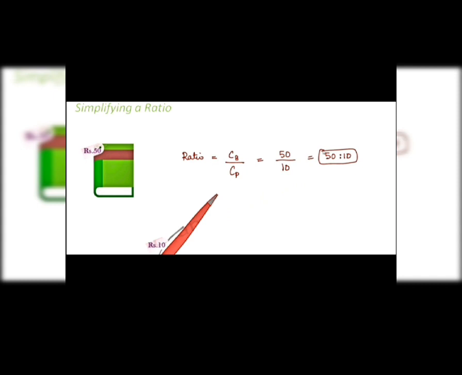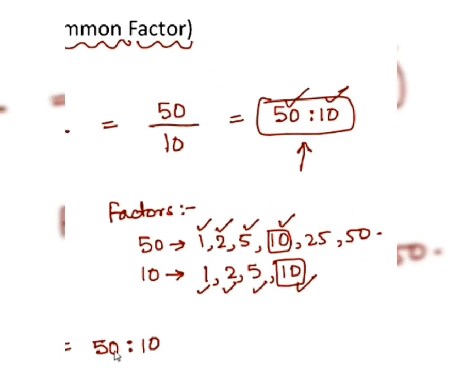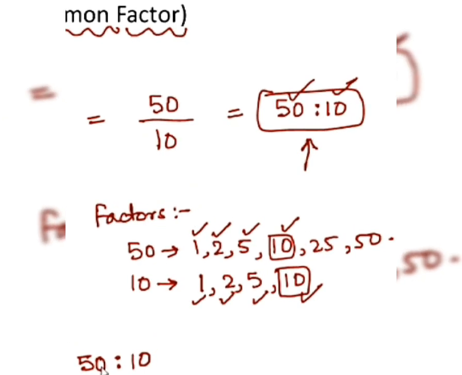For example, let's write down the factors of 50. They are 1, 2, 5, 10, 25, 50. And the factors of 10 are 1, 2, 5, and 10. Now when you compare these factors, one is always a common factor. Other than one, there are more common factors: 10, 2, 5. So it has 1, 2, 5, and 10 as common factors.